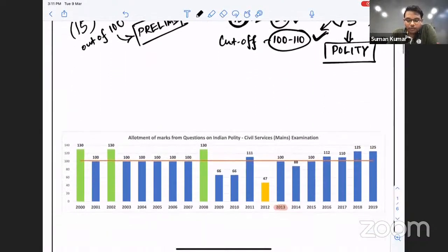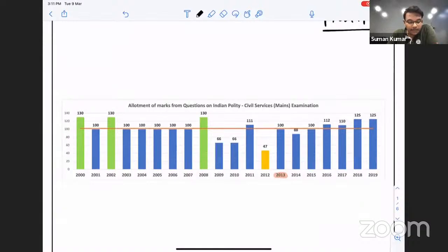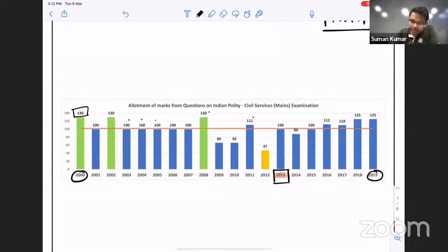If we try to analyze what has happened in the mains examination, I have plotted the marks asked directly from polity. Again, starting from 2000 to 2019, the marks asked for polity, with 2000 being 130, then 100, 130, 100, 100, 100, 130, 66, 66, and so on. The reason I have highlighted 2013 is because this year had an extensive change of the mains examination.